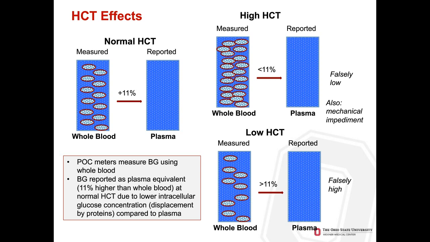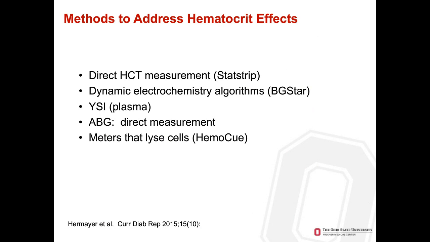There are several methods that manufacturers have used to address this effect of hematocrit. In the case of the StatStrip, the hematocrit is directly measured, and then the assay corrects for hematocrit values that way. There are dynamic algorithms that can correct for hematocrit. The YSI actually measures plasma directly, so that's not an issue. Arterial blood gas measurements are direct glucose measurements, and some meters like the HemoCue actually lyse the red blood cells, and so that minimizes that differential between plasma and intracellular glucose.